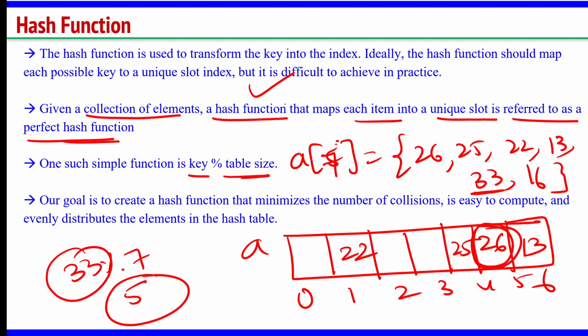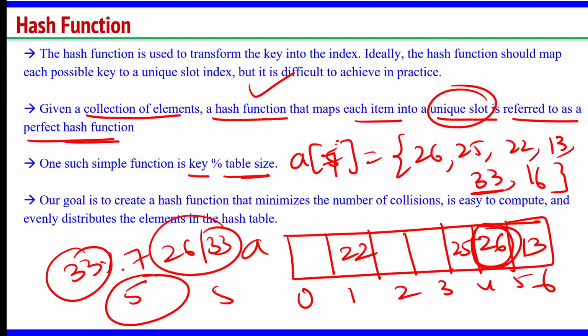Any hash function that maps each item into a unique slot is a perfect hash function. But for 26 and 33, it is giving the same slot 5, so this is not a perfect hash function. Okay, we will see how to prepare different hash functions. But overall, a hash function is a function which helps me in converting that key to an index. It helps me in finding out the index, right?